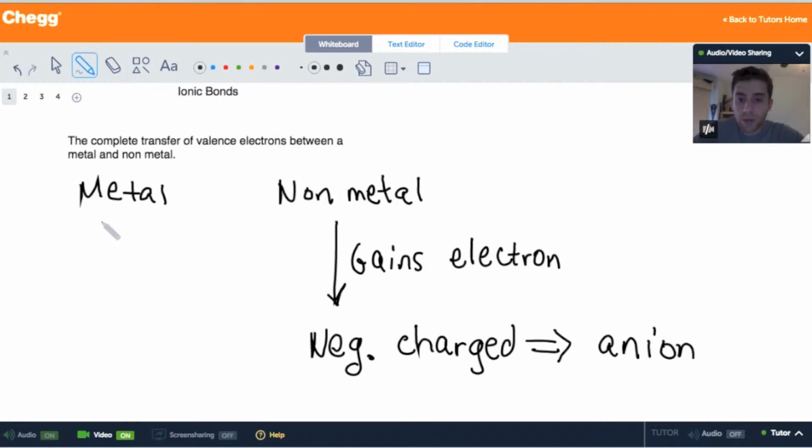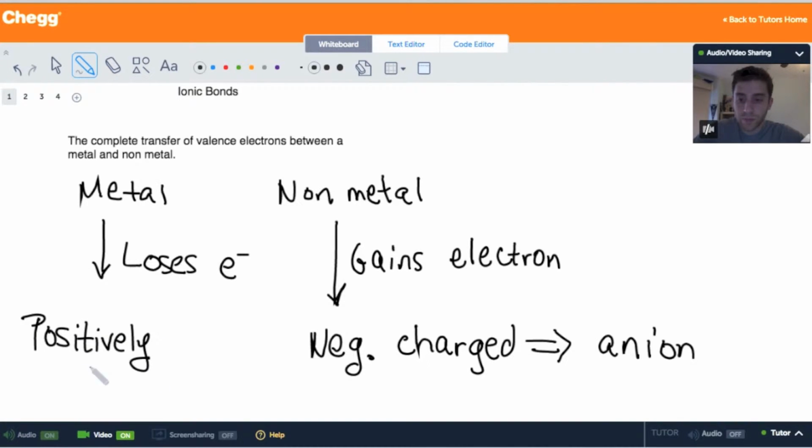Now the metal loses electrons. It transfers it to the nonmetal. I'm just going to use this symbol for electrons. And it becomes positively charged because it lost something that is negative. And we call a positively charged ion a cation.